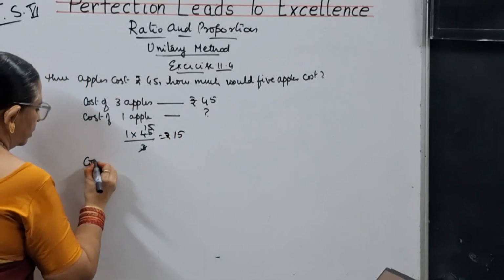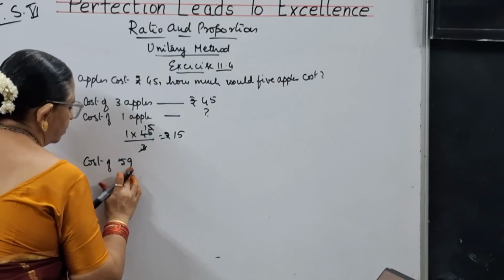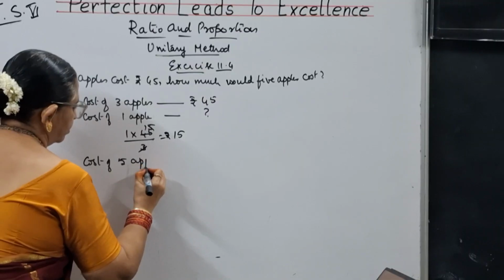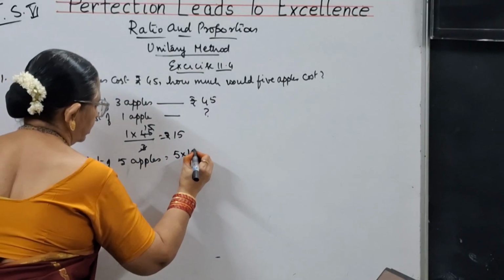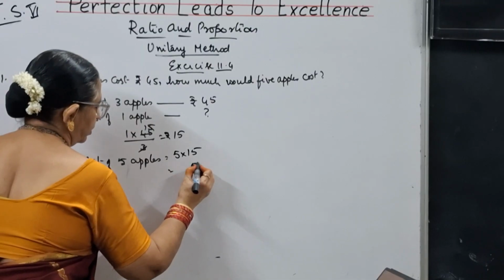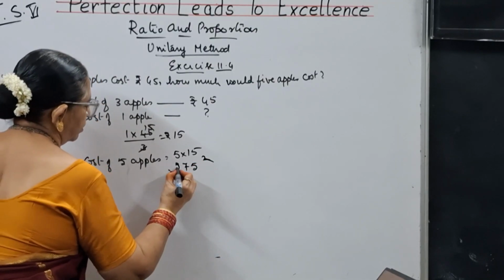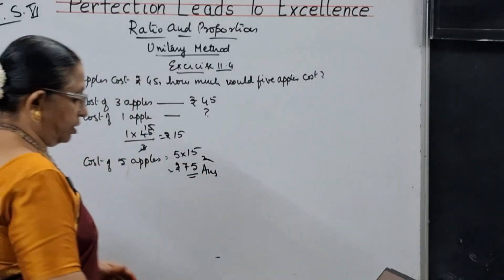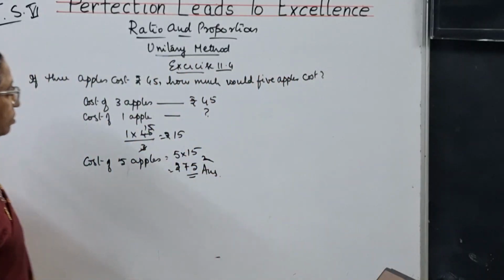So you want cost of 5 apples. Cost of 5 apples is equal to 5 into 15. 5 fives are 25, 5 ones are 5, 5 plus 2 is 7. Rupees 75. This is the answer for the first problem, children. Please note it down.